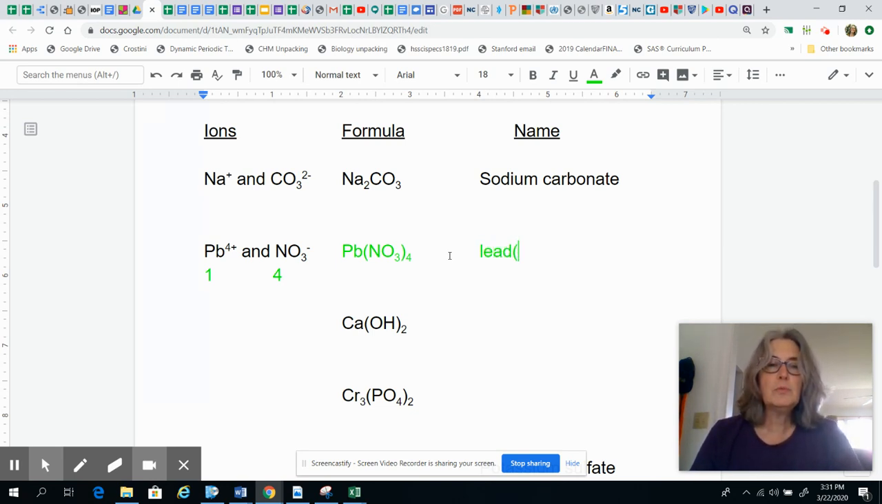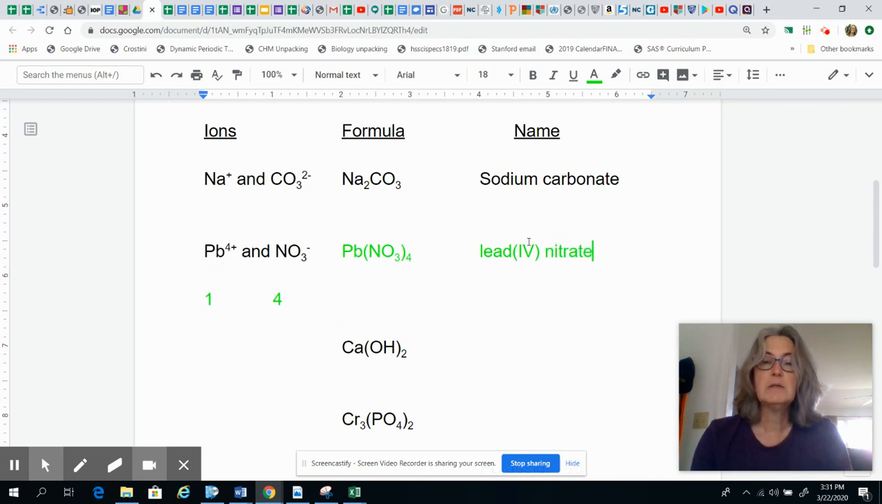So what is the Roman numeral here? Well, we need to figure out what the total charge is. Nitrate has a charge of -1. There are 4 of them. The negative charge has to be -4, so the positive charge has to be +4. There is only one lead ion. That's got to supply all 4 by itself. So that means that lead is +4, and the Roman numeral we write for it is Roman numeral 4. Lead(IV), and the anion is nitrate.